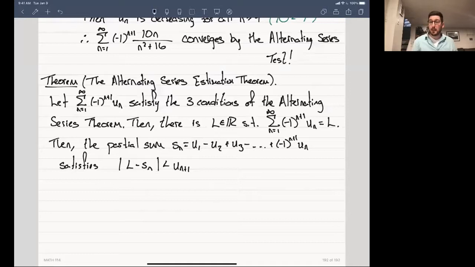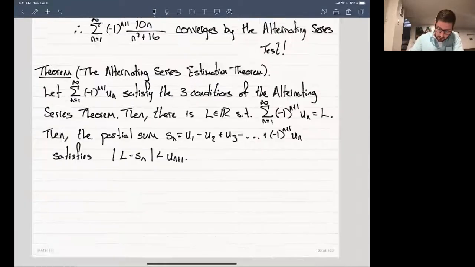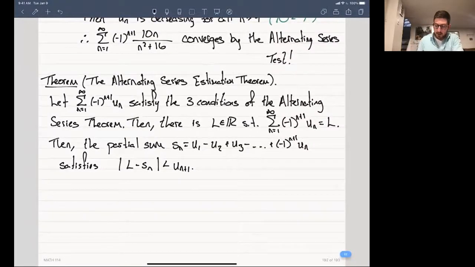But basically what this says is that you can approximate, or you can govern how well you can approximate the sum of an alternating series. Now look at the three conditions of the alternating series theorem. The last one says that the un are going to 0. So they're getting small, right? That's the definition here. And so what this is telling you is that if you want to get really close to what the sum is, add up the first n numbers, get the partial sum, Sn, and then you are within un plus 1 of the true limit of that thing.